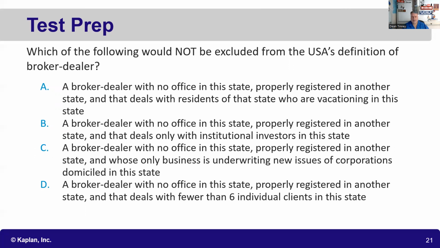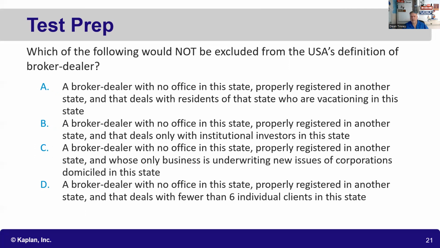So let's look at choice A. A broker-dealer has no office in the state. Now, when you have no office in the state, then it depends on who your clients are as a broker-dealer. A broker-dealer with no office in the state, properly registered in another state. I always like to get rid of the grammar problems by putting in a state. Whatever state you're in, I would suggest using. I'm coming to you from Las Vegas, Nevada. Nevada is my state. A broker-dealer with no office in Nevada, properly registered in California, that deals with residents of California who are vacationing in Nevada. That broker-dealer would be excluded from registering under the Uniform Securities Act.